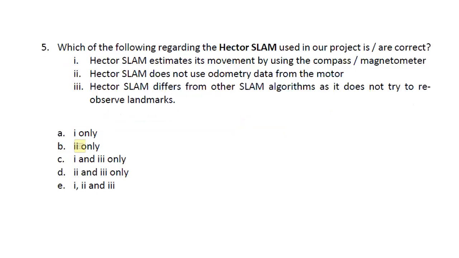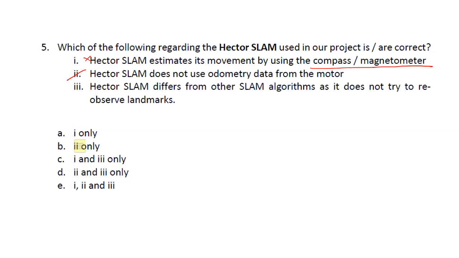Because if you remember Hector SLAM, what it does is it tries to estimate your new mapping based on the information that is already observed. So it does not require any odometry data. Based on the map that is always changing and is observing, it tries to map out the environment using that alone, without the odometry data.